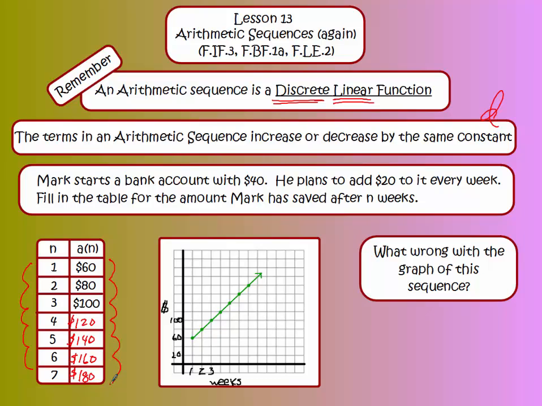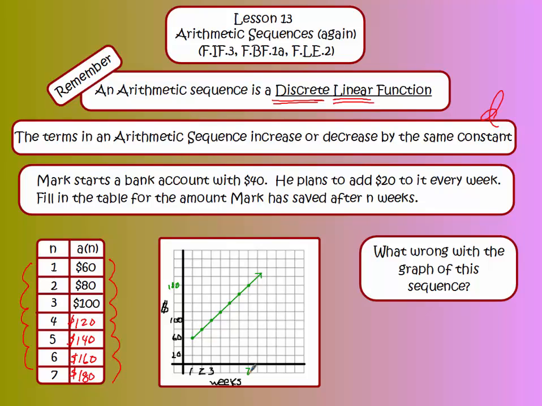So let's take a look here at this graph. If I graphed 1 week, it was at $60. 2 weeks is at 80. 3 weeks is at 100. All the way up to 7 weeks here. 7 weeks was up here at $180. So this is 7 weeks down here.